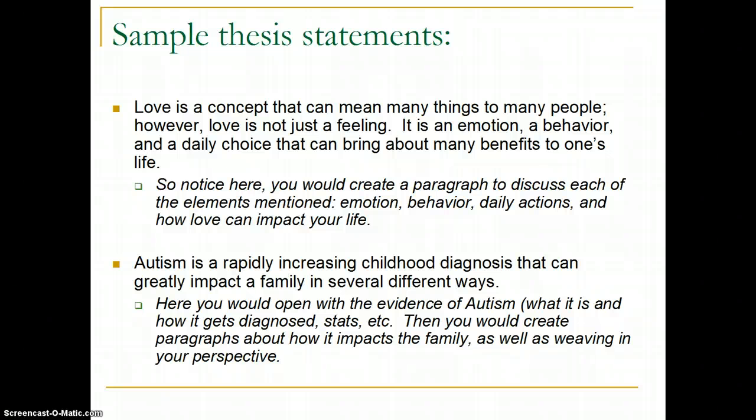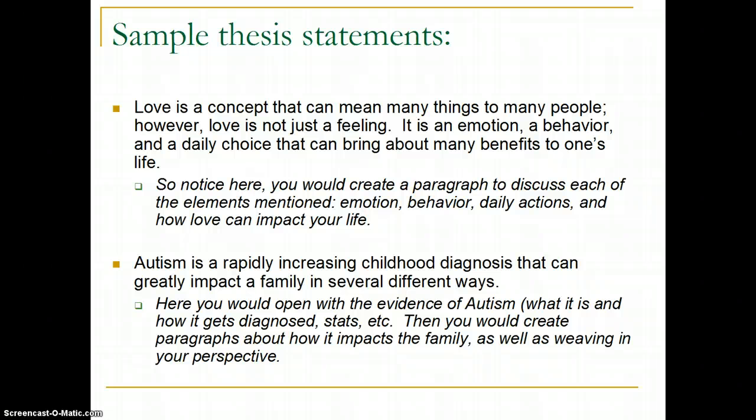You can see that it's general. I'm just introducing the concept of love, saying it means many things to many people. But then I say it's an emotion, a behavior, a choice of life that can bring about benefits. So I would be expected in my essay to have a paragraph about each of these things. I would want to give a definition of love, give my perspective of love, and then I'd have a paragraph about how love relates to emotions, how I feel like love relates to people's behavior, and what are choices in a daily life, like actions that I would take. I would have a whole paragraph about that. And then I would have paragraphs about the benefits. So if I think I can do that, that would work.